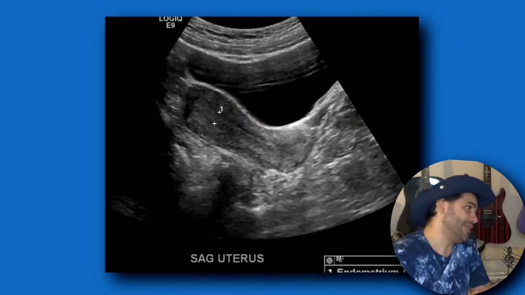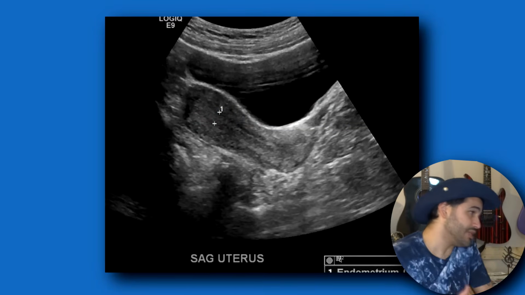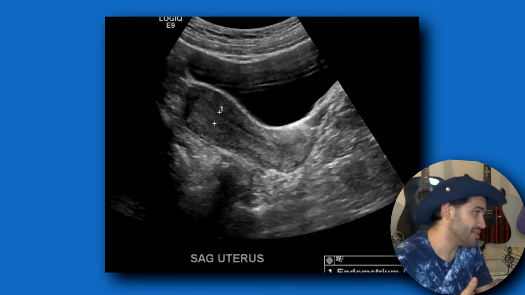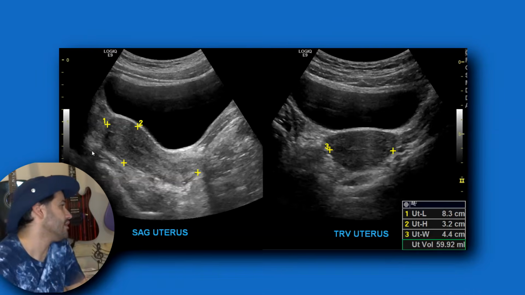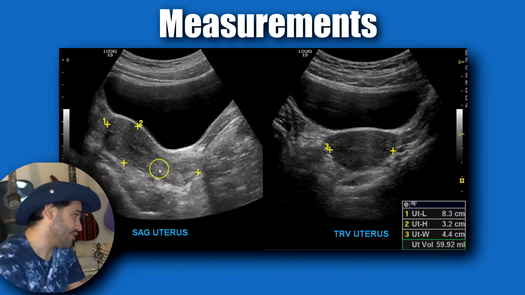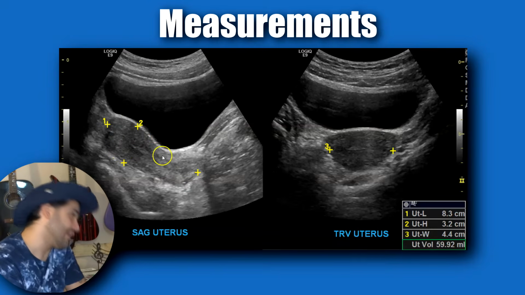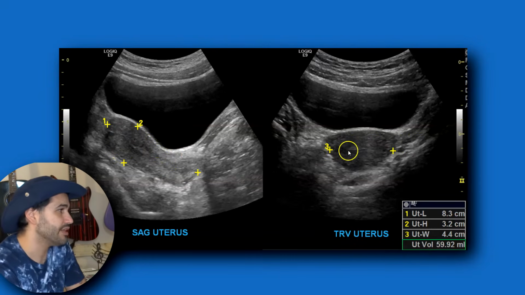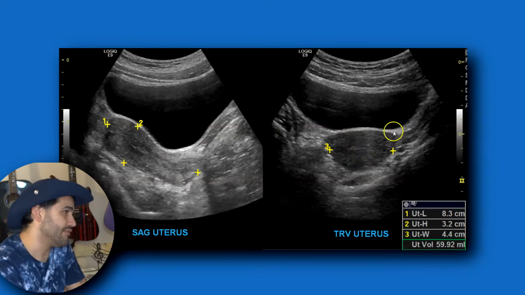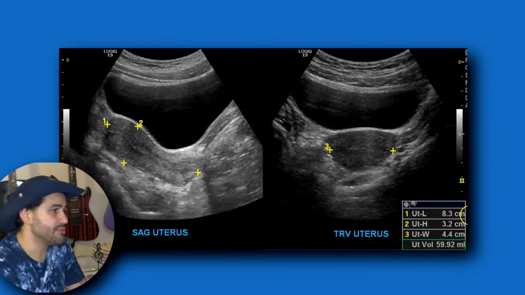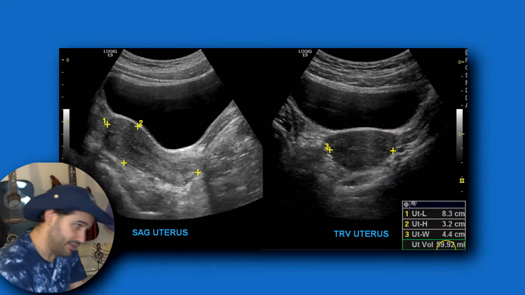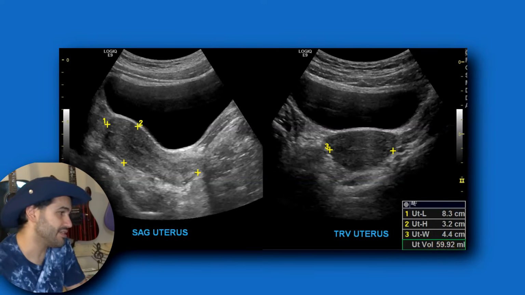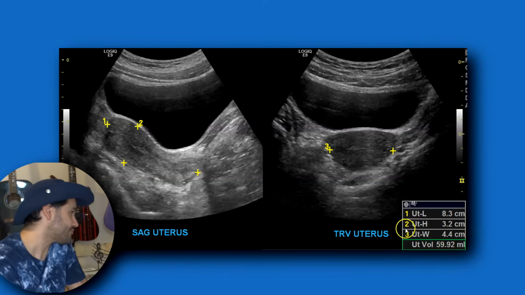So once you're done with that image, usually what I do is I'm in sagittal midline, I like to take my measurements right there. I'll do a dual screen and get my measurements. So you got your length, height, and width right there. All right, this is around the level of the fundus. And you get your measurements. So that's about 8.3, 3.2, 4.4 with about close to 60 milliliters or 66 cc's in volume.